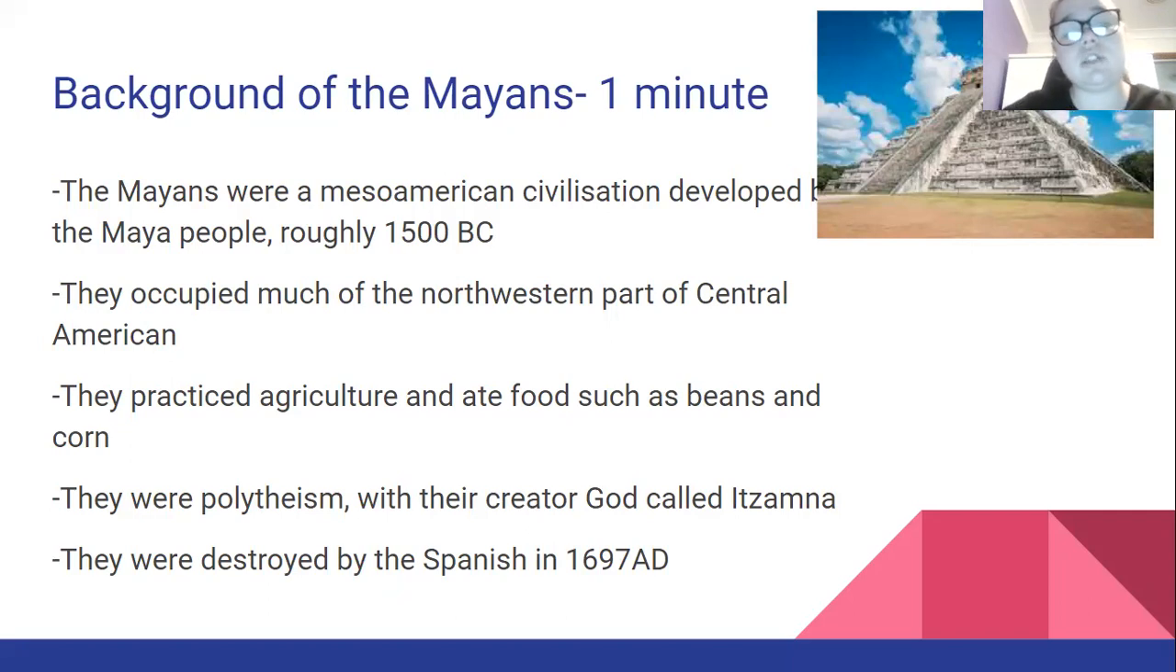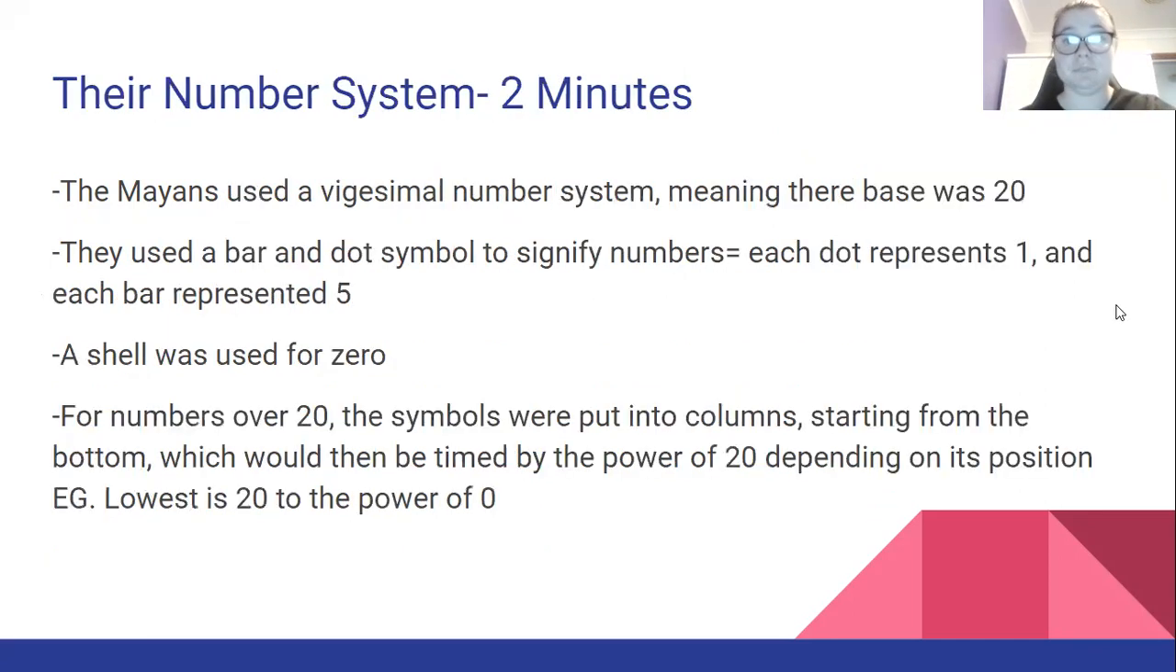They were unfortunately destroyed by the Spanish Inquisition, roughly about 1697 AD, and they were really well known for their amazing architecture and their pyramids, which we can see in this image up here. It is similar to the ancient Egyptians. However, they had a flat top and they used stairs up. So that's the Mayans' background.